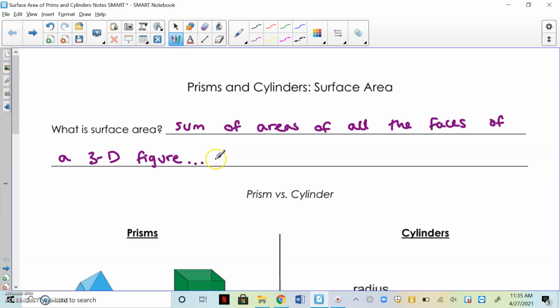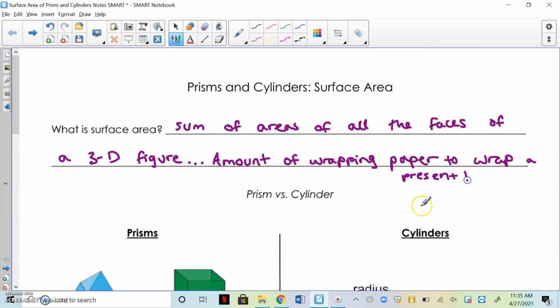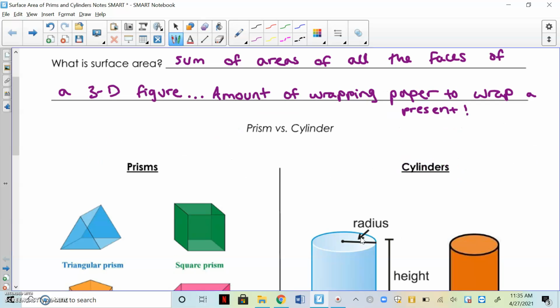And I'll put my little analogy here. Excuse my ugly handwriting right now. All right. Okay, so that's essentially what surface area is. It's just the area of the surface, right? It's exactly what it sounds like.